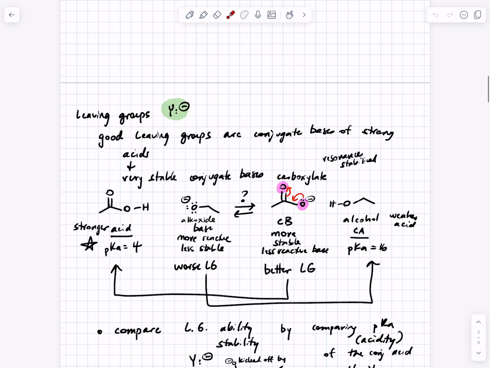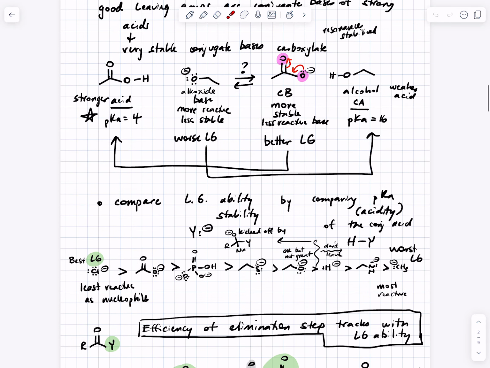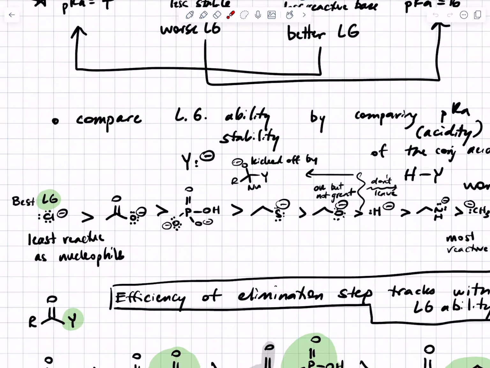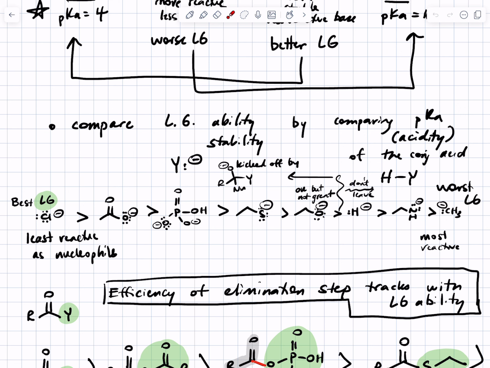and we came up with a ranking kind of like this, that a chloride would be a better leaving group than a carboxylate, a better leaving group than a phosphate, better leaving group than a thiolate, better leaving group than an alcohol or an alkoxide. And this was sort of our dividing line because we want a good leaving group relative to what?